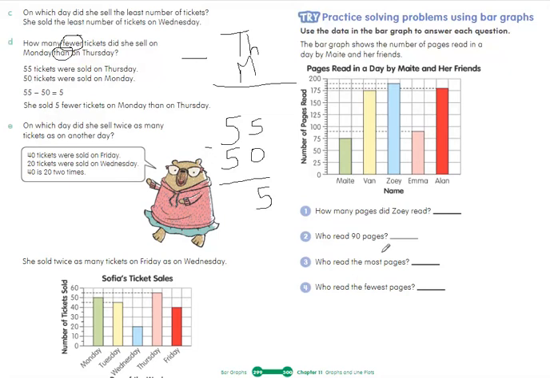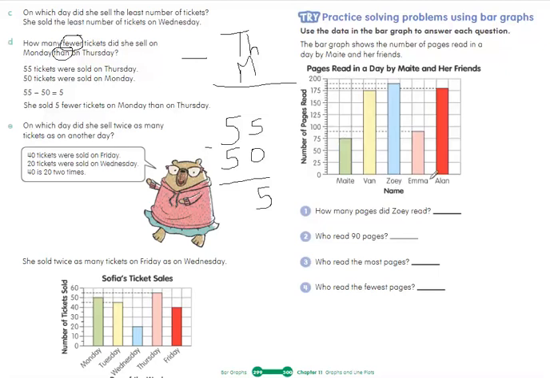Here's the number of pages. And it looks like it's counting by, well, let's see. This one's different. 0, 25, 50. So how did I get from 50 to 25? Well, I added 25. So this scale is counting by 25. 0, 25, 50, 75, 100, 125, 150, 175, 200.